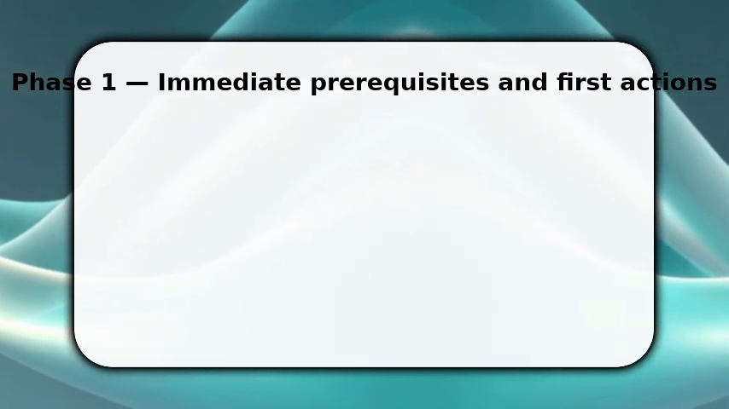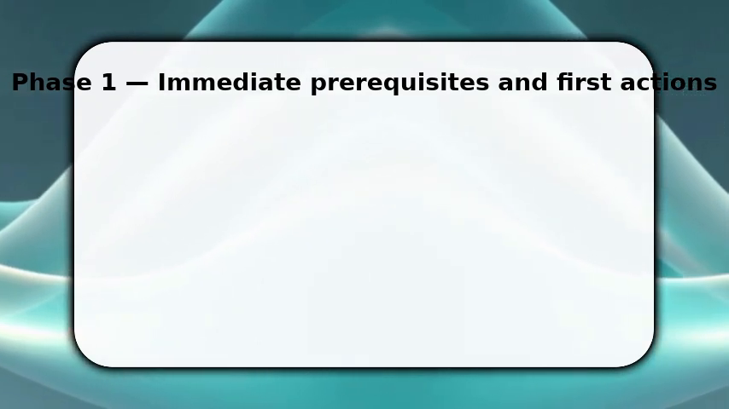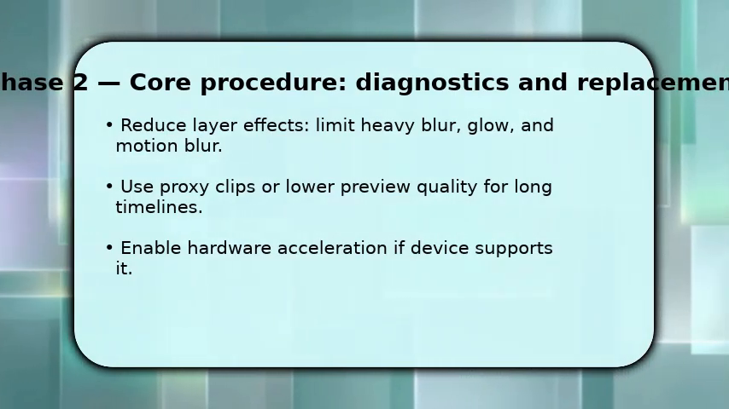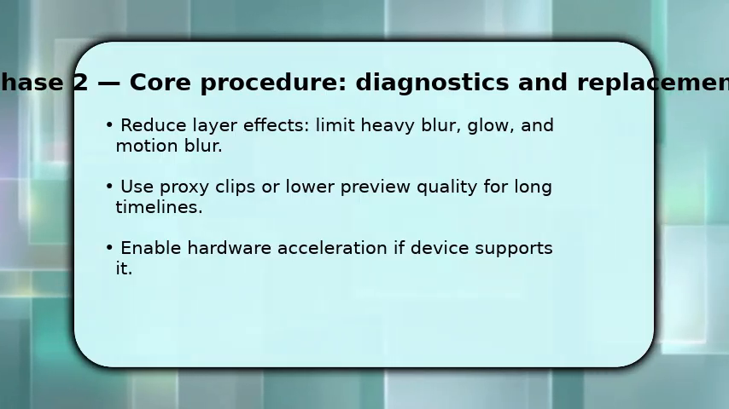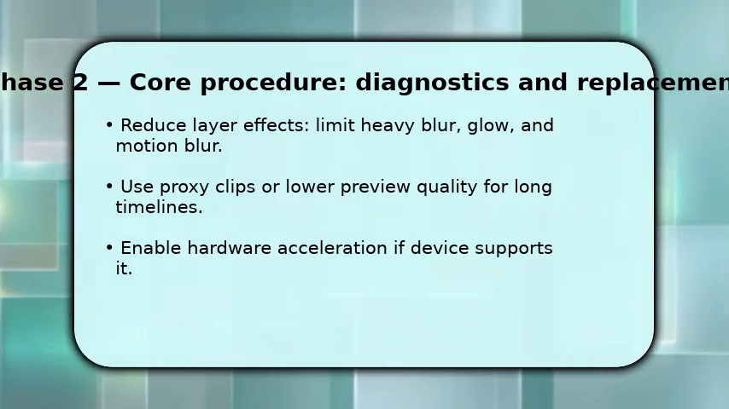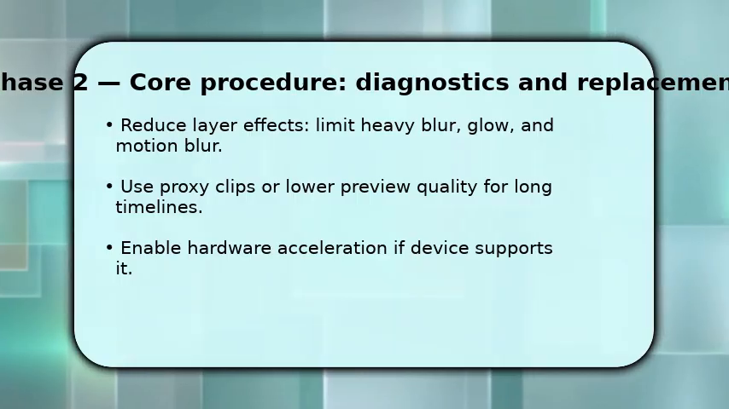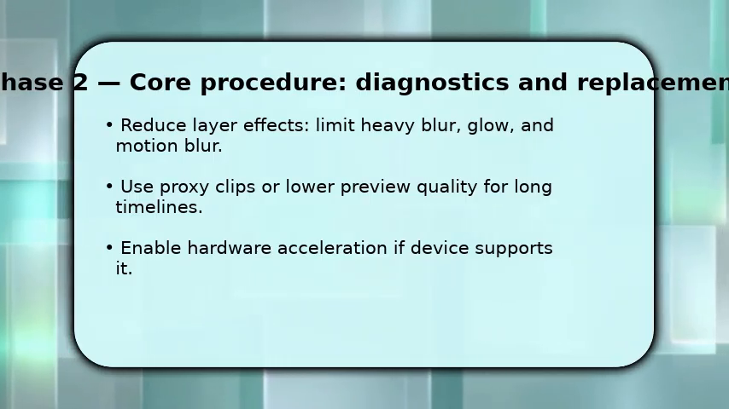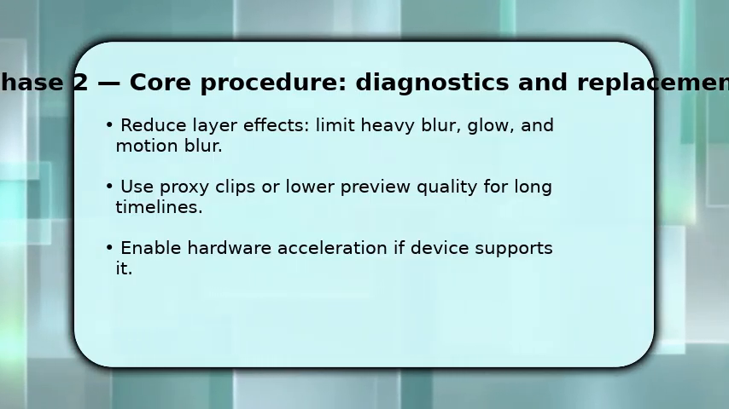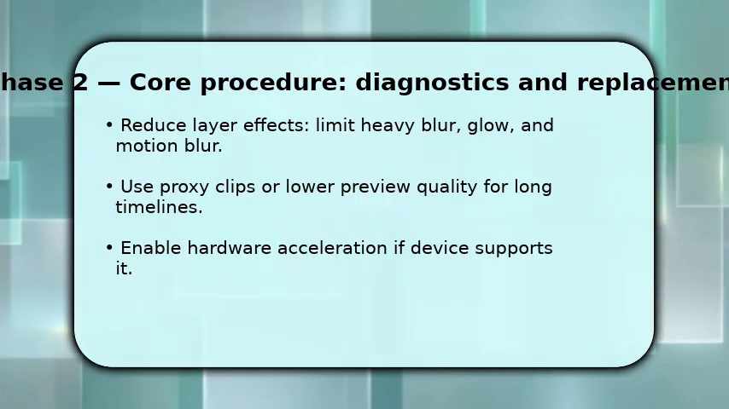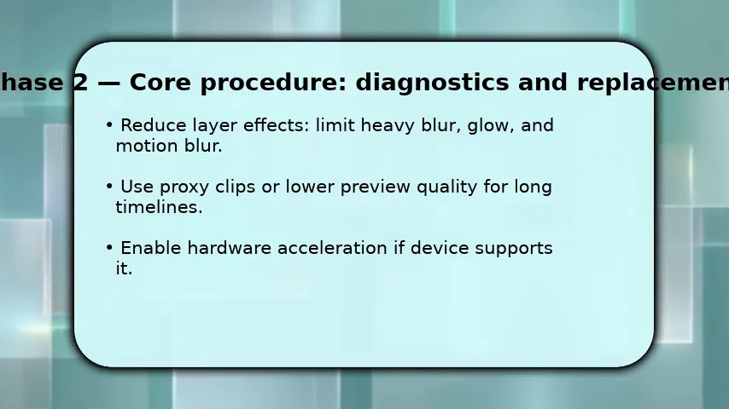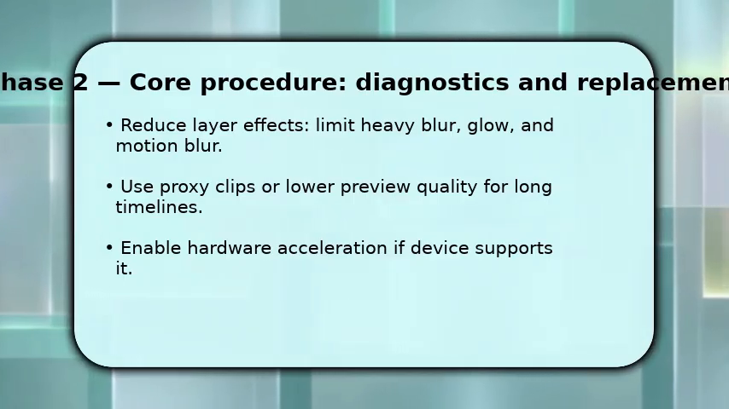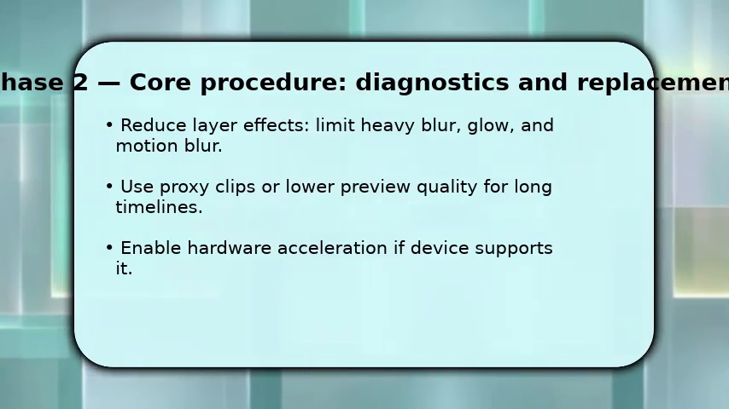Now optimize your timeline so export doesn't choke. You should remove or reduce expensive effects, especially high radius blur, multiple glows, or motion blur, because they multiply render time per frame. Once adjusted, replace full-resolution clips with proxy versions for long sequences to speed processing and lower preview quality while exporting. Also, check Alight Motion settings and enable hardware acceleration if available. This offloads work to the GPU and dramatically reduces lag.